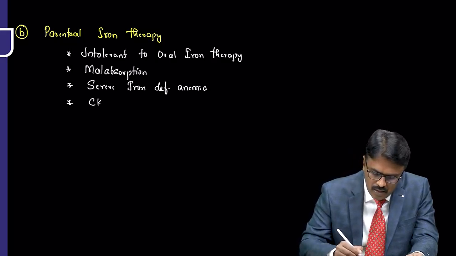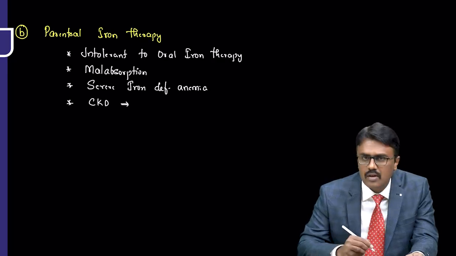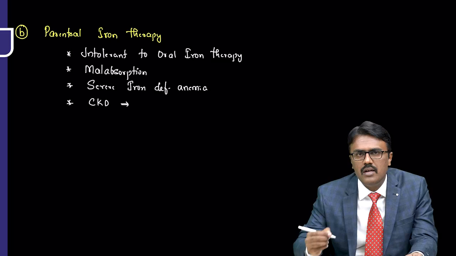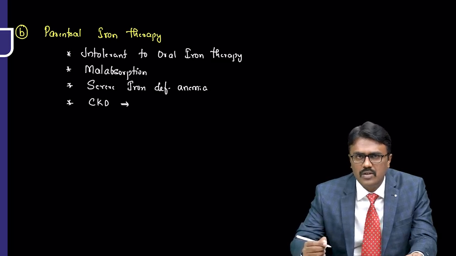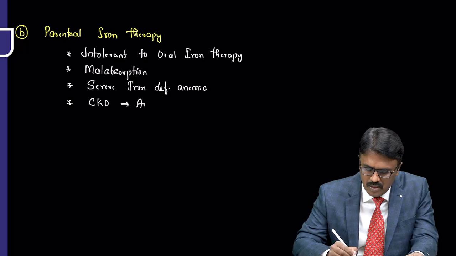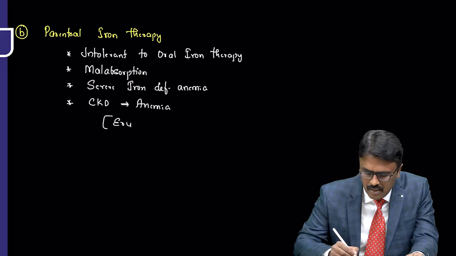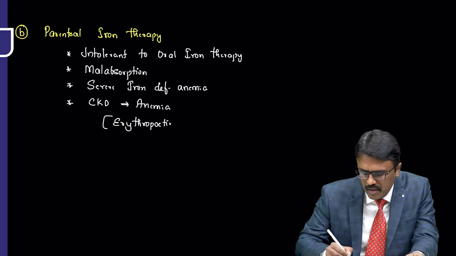Suppose the patient has chronic kidney disease. You know that in chronic kidney disease, the erythropoietin level decreases. So the patient will have anemia due to chronic kidney disease. In that case, what we do is, along with erythropoietin, we add iron injections.